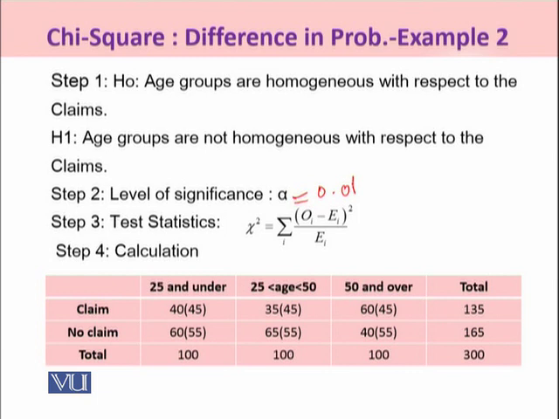Step number 3 is the formula we are going to use under test statistic, and that is chi-square, because we are talking about a contingency table of rows versus columns. So chi-square is the summation of (O minus E) whole square divided by E, where O is the observed frequency and E is the expected frequency. The first thing we would have to do is to find out the row totals and the column totals.